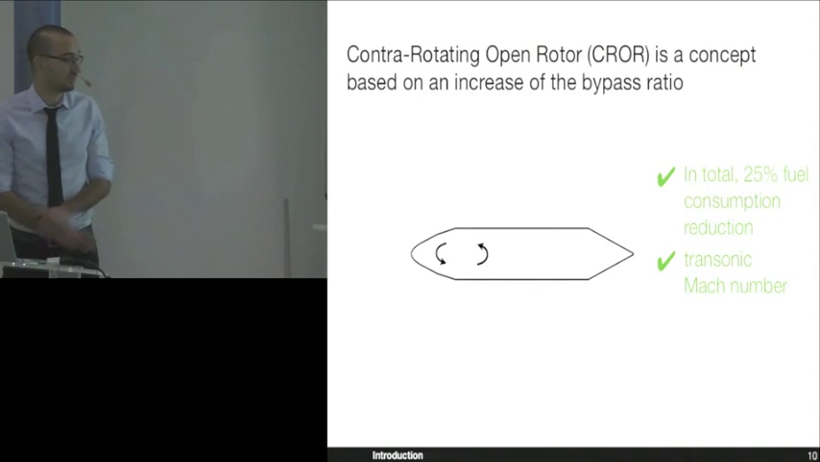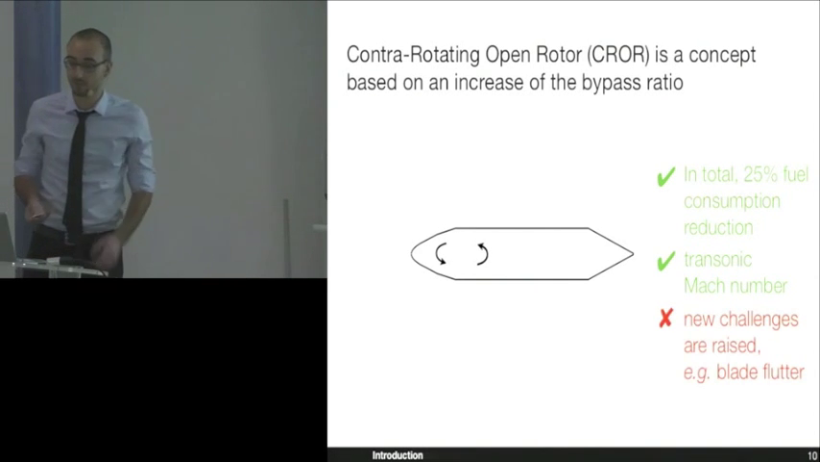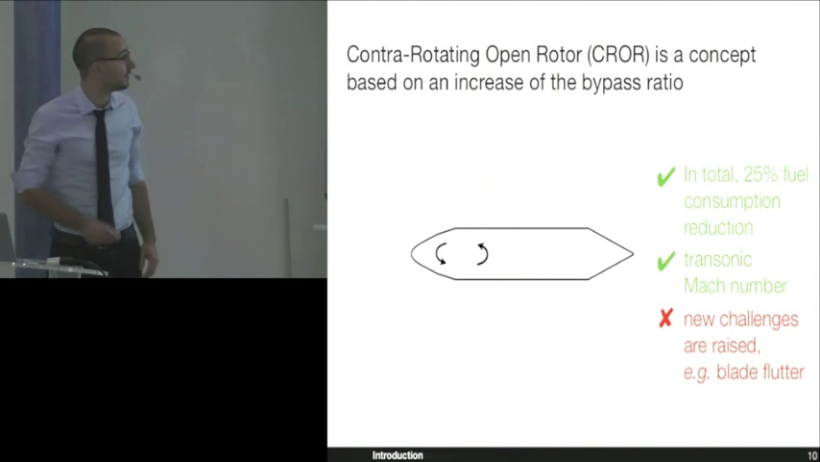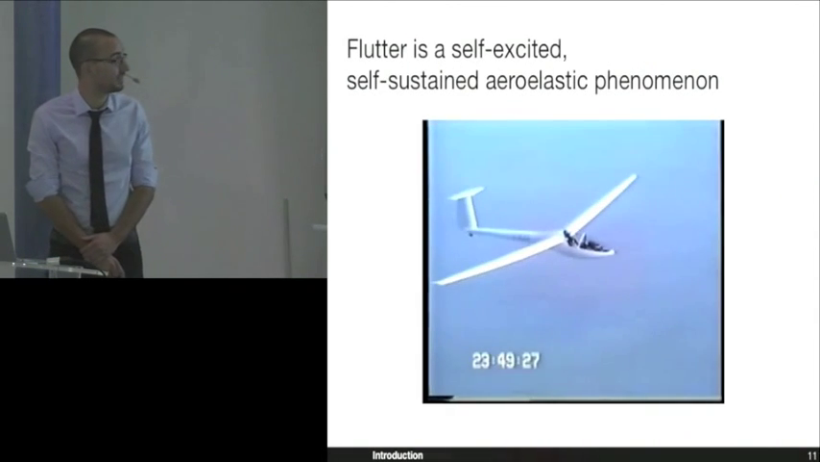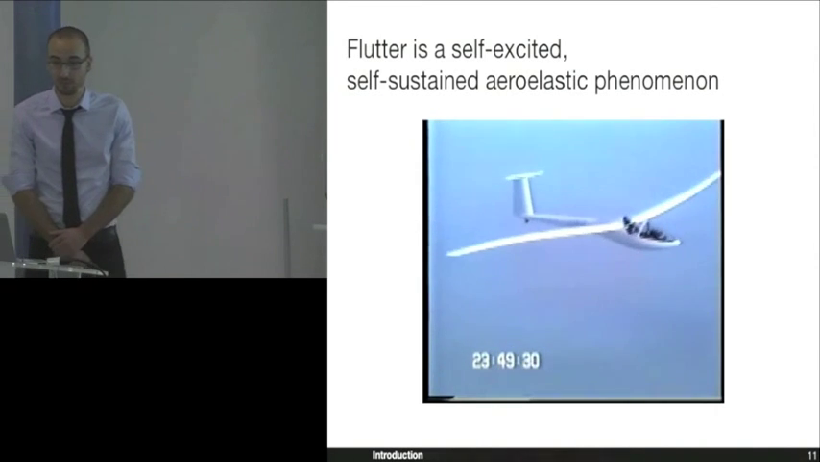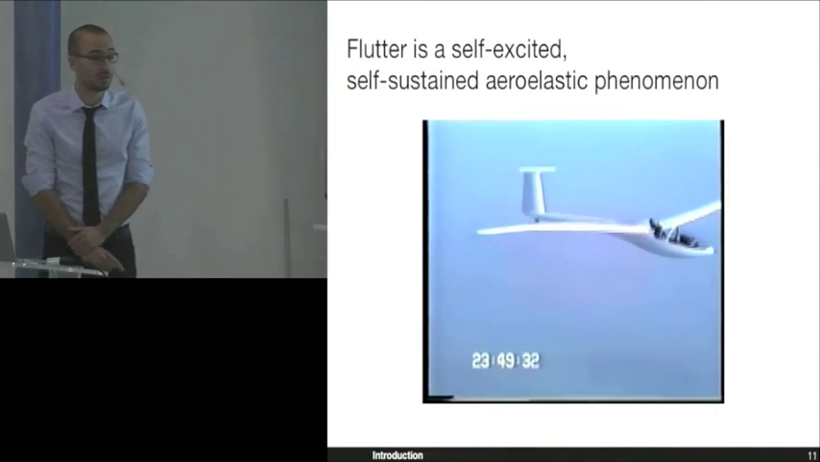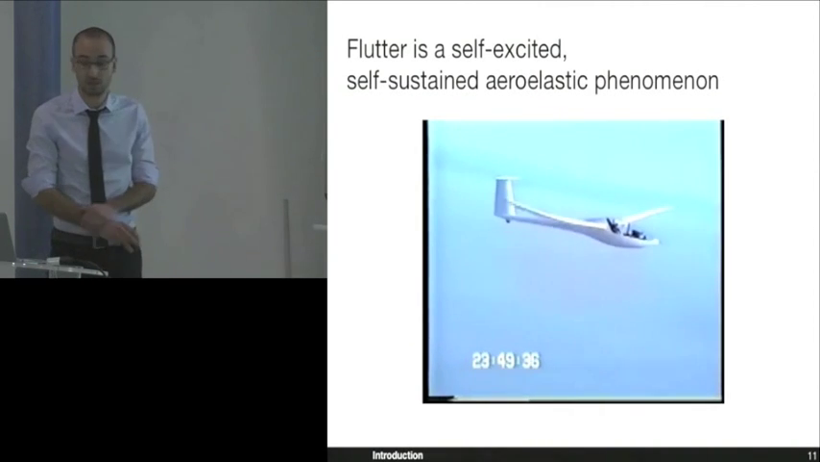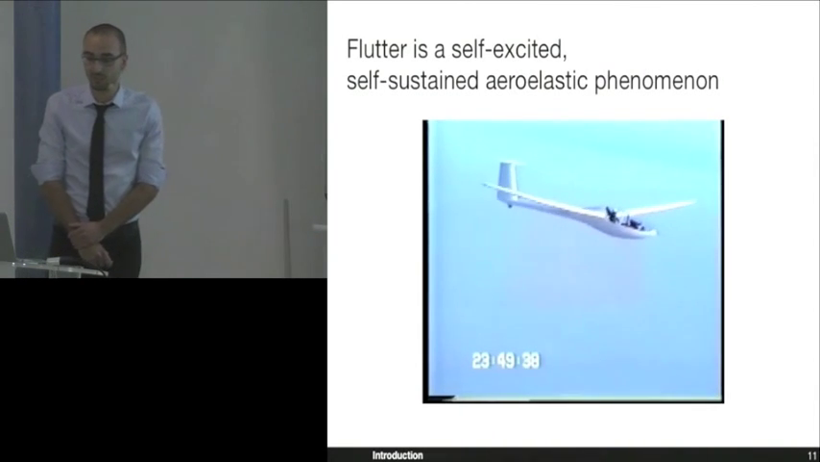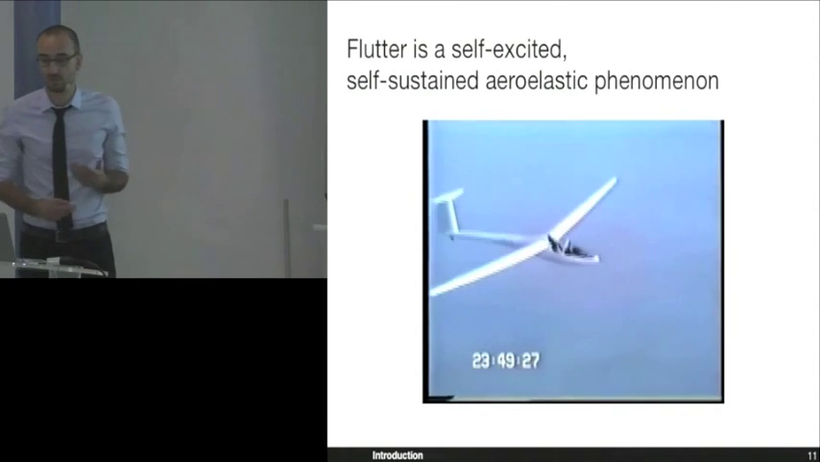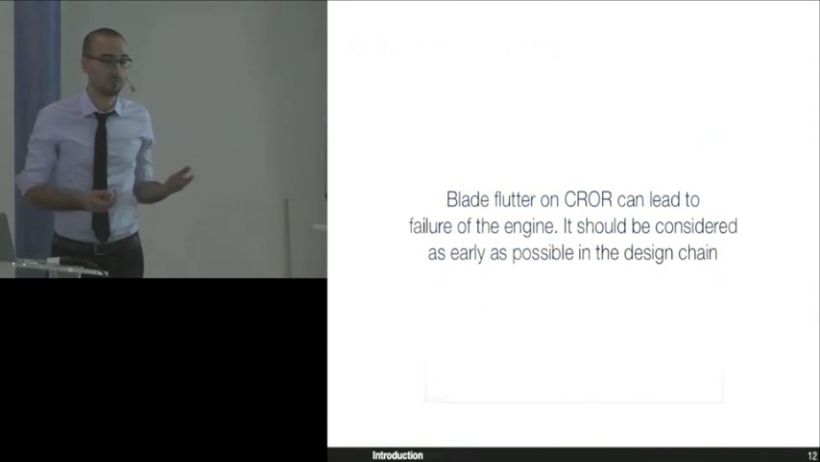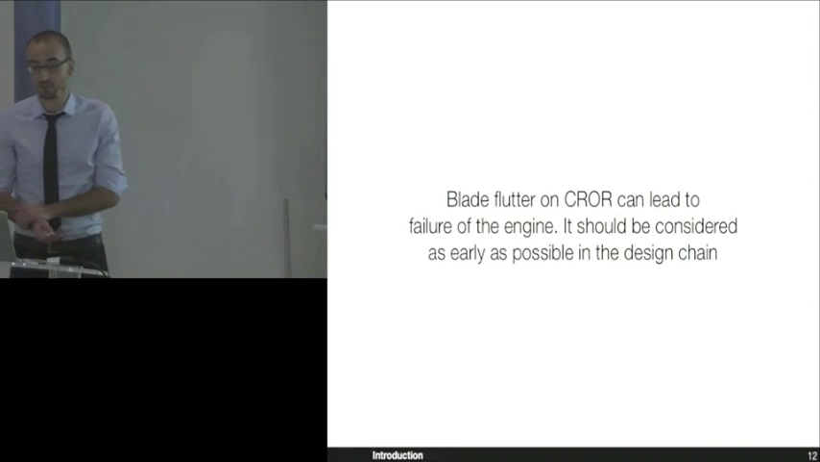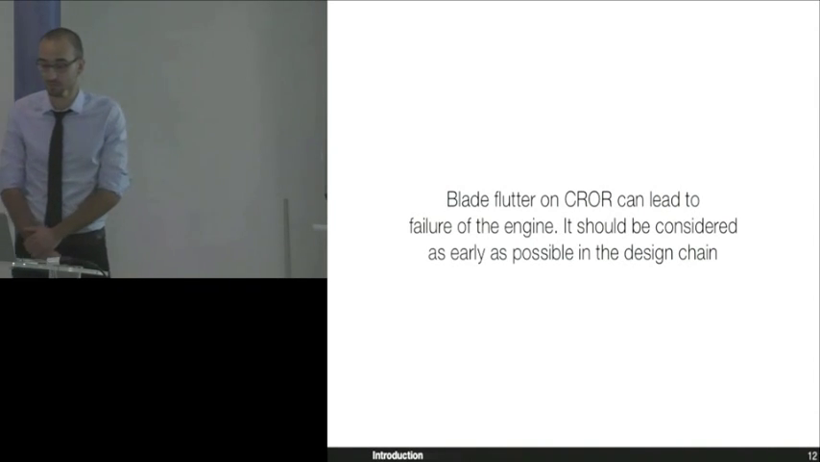The problem is that this is a new kind of engine, so new challenges are raised, among them blade flutter. Flutter is a self-excited, self-sustained aeroelastic phenomenon. This video shows a glider experiencing flutter, and you can see that the wings are oscillating with large amplitude. So you can imagine that if this happened on a CROR, this blade flutter can lead to failure of the engine. So it should be considered as early as possible in the design chain.